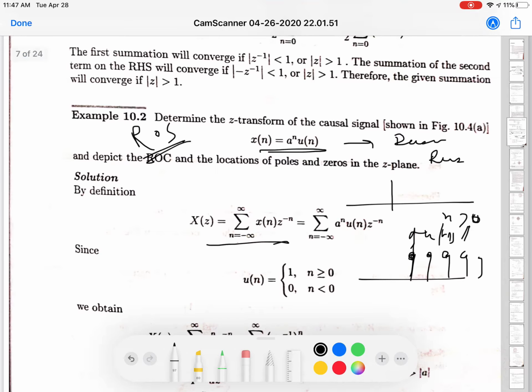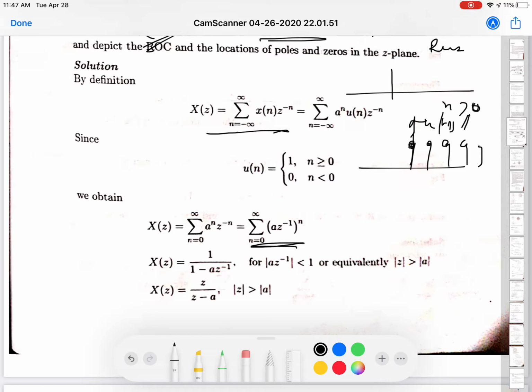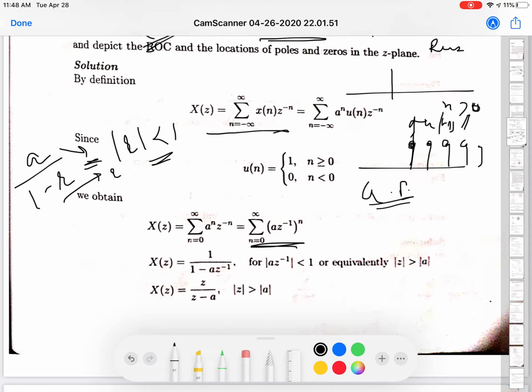Okay, now consider the Z transform formula, and it is given by this. Put the value of x[n] here and then solve. After solving this, we will have the summation of (a z inverse) to the power n. Now apply the GP. After applying the GP, the formula is a upon 1 minus r. a is the first term, r is the common ratio, and this can be written when the mod of r is less than 1. On solving, we will have this expression, and r is the common ratio. Mod of r means mod of a z inverse.